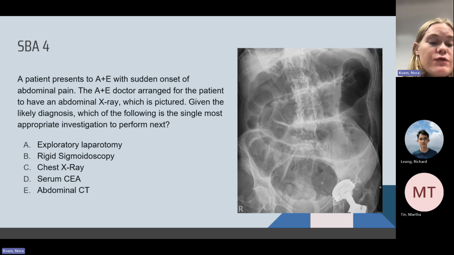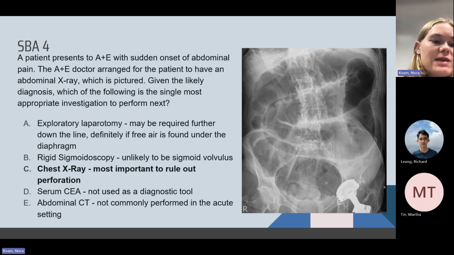The most appropriate investigation to perform next shouldn't be some sort of laparotomy at this point, because there's no sign of peritonitis in the actual picture. And with any question that says perform next, it's more of an acute thing that you want to do immediately. So in this case, it would be a chest X-ray, because you want to rule out perforation. With any large bowel obstruction, there is a risk of perforation, so you want to rule that out as soon as possible. And if there's a perforation, you'll see signs like Rigler's sign. So there's air in the abdomen, so there's a space between the diaphragm and the large bowel.